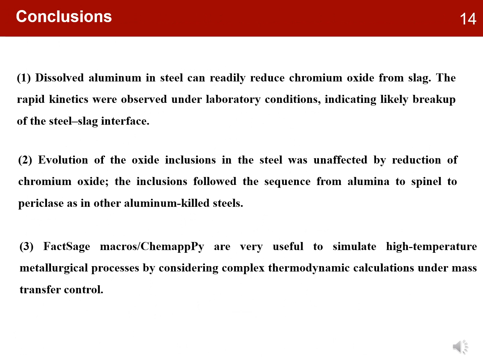In conclusion, first, dissolved aluminum in steel can readily reduce chromium oxide from slag, which shows good kinetic conditions for recycling the chromium catalyst in ladle metallurgy. Second, the inclusion evolution in the steel was not affected by the reduction of the chromium oxide. Last but not least, I would say FactSage macros, the ChemApp I also use, are very useful to simulate the high temperature metallurgical processes.